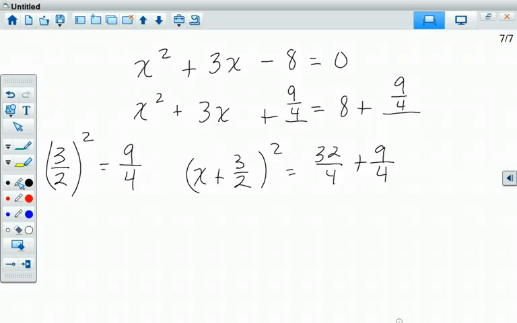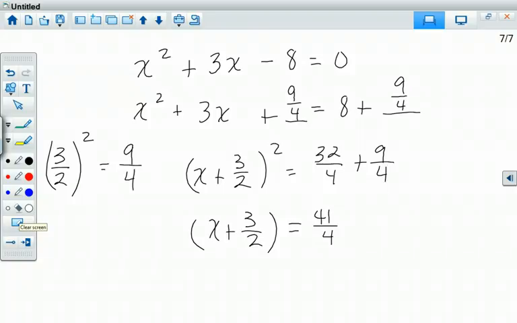You should know, to add fractions, you gotta have a what? Common denominator. Again, that's 3rd, 4th, 5th grade math. So x plus 3 halves, quantity squared, is equal to what? 41 fourths. Now, the reason I don't turn it into a mixed number is because you want to keep everything a fraction, because eventually you're going to end up adding it to this guy. So keep everything a fraction until the very end.